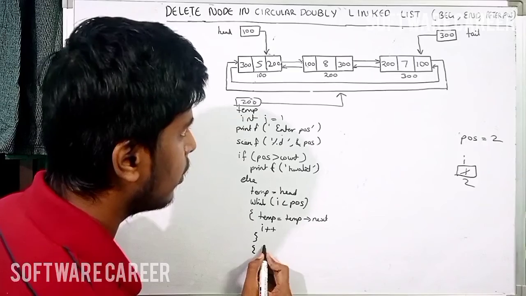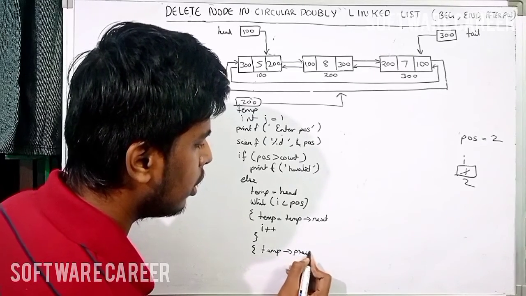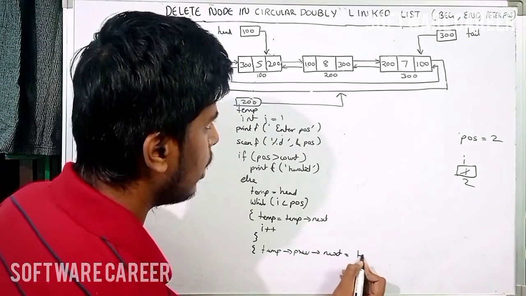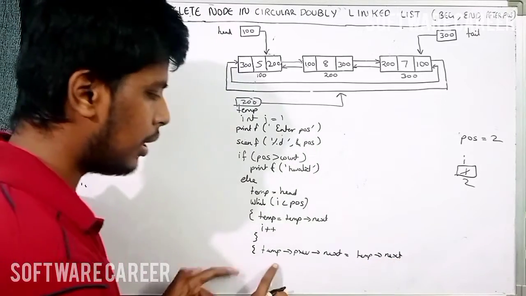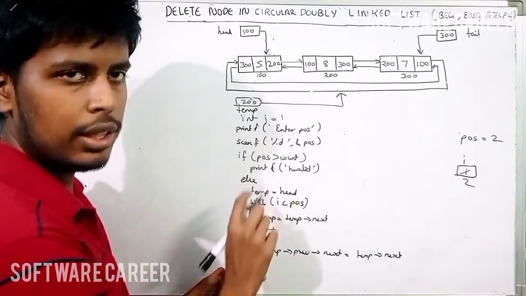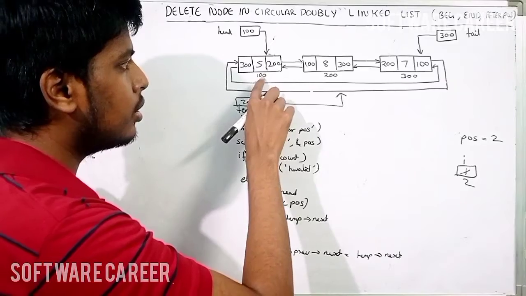So see here I am writing temp previous next equals to temp next. Now see, temp previous is what? Temp is 200. 200 previous is 100. So temp previous is 100. 100 next is what? 100 is this.